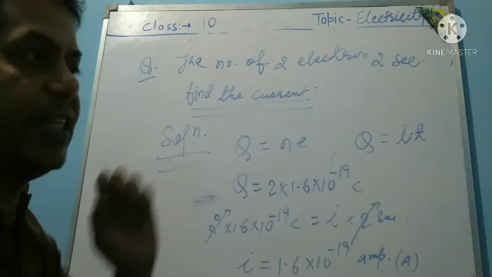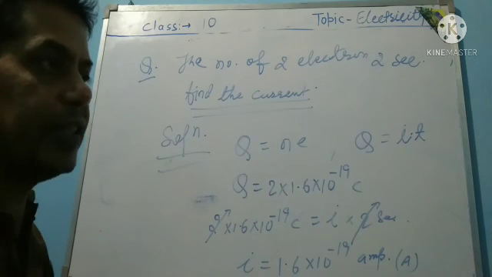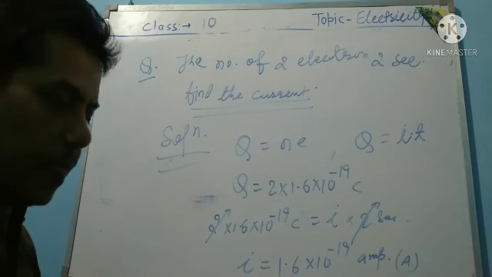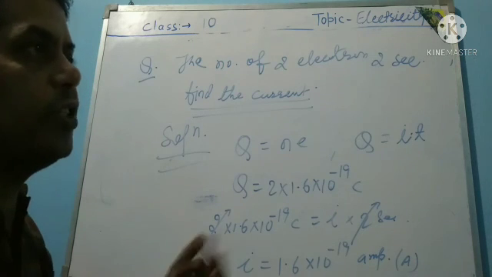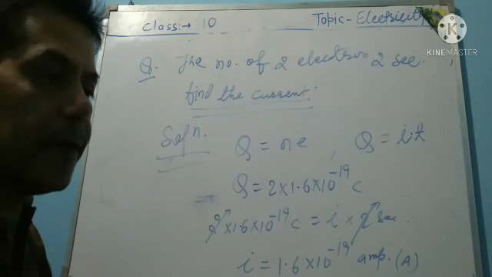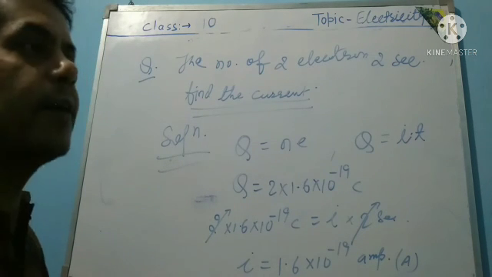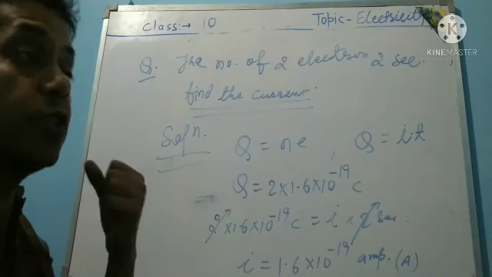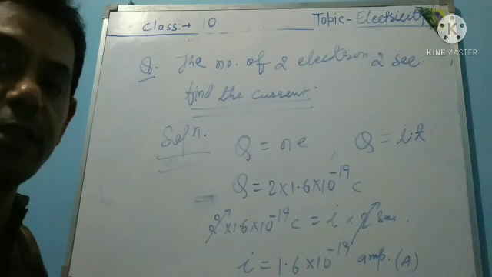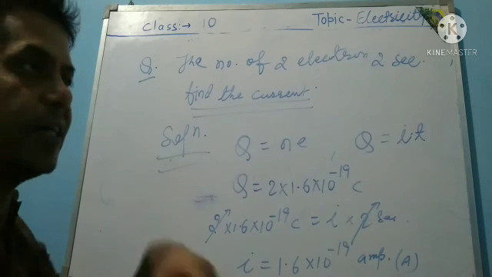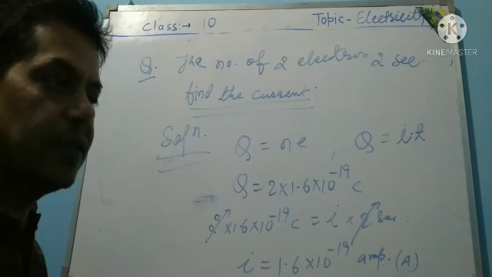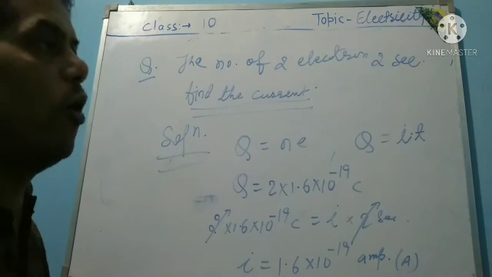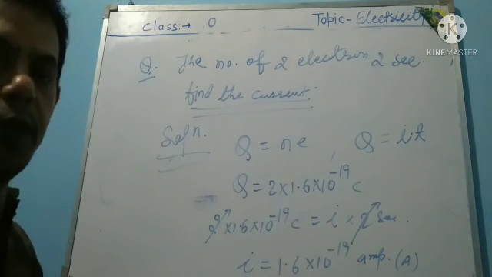In a green plant, more electrons are present, so electric current passes. So a green plant is a conductor, but a dry plant is an insulator. So it depends on electrons. Okay, thank you.